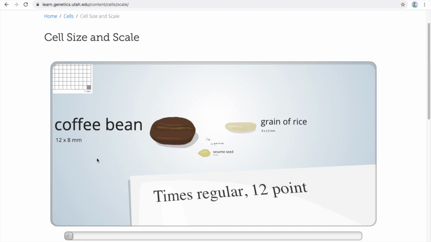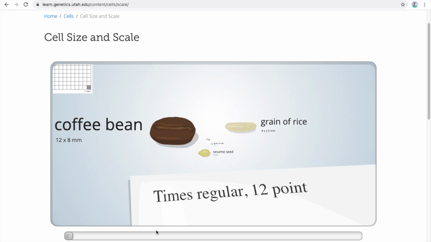Now here are some items which we can easily relate to. Here's a coffee bean, a grain of rice and a sesame seed. And we also have a small scale on the top left hand side corner. If 1 millimeter would be the size of this colored box, then a coffee bean would be this big, a grain of rice would be this big, and a sesame seed would be this big, with the measurements given below.